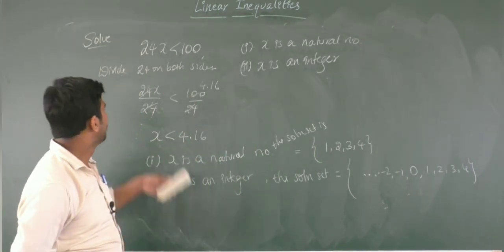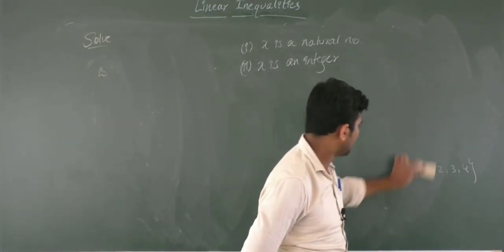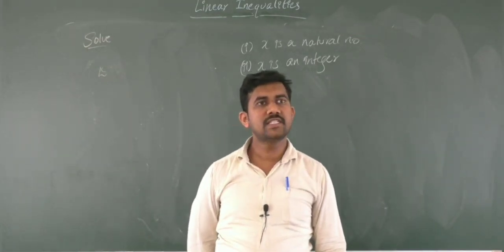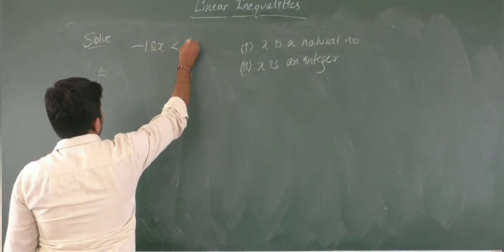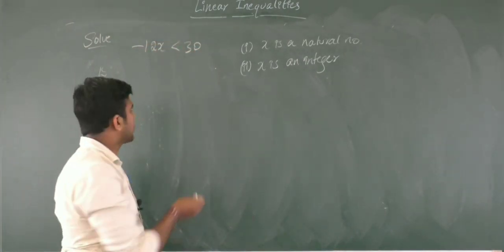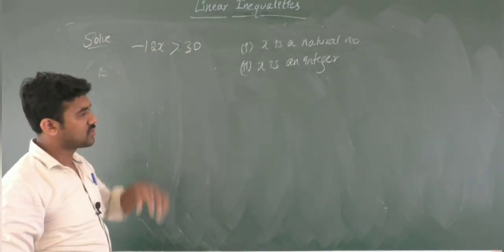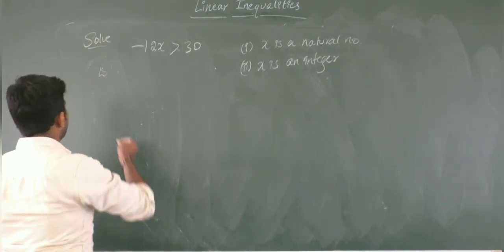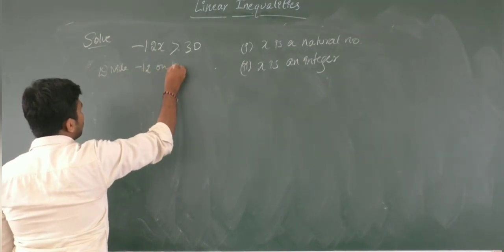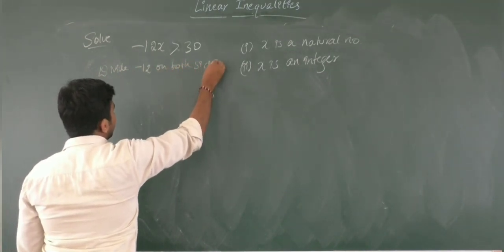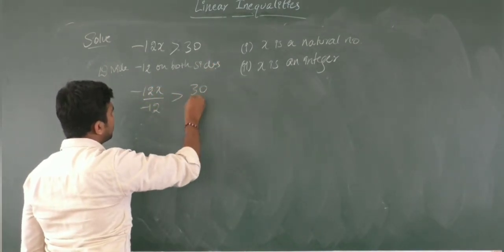Okay, now we'll see the next question. They give minus 12x greater than 30. So in this case, how do we solve the given inequation? See, again, divide minus 12 on both sides. Minus 12x divided by minus 12 greater than 30 by minus 12.